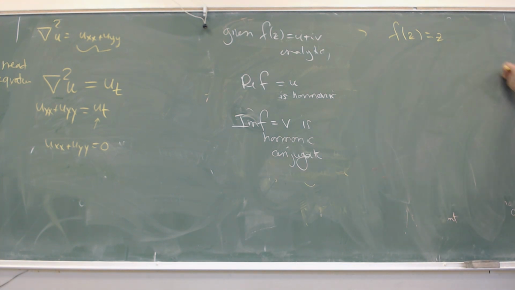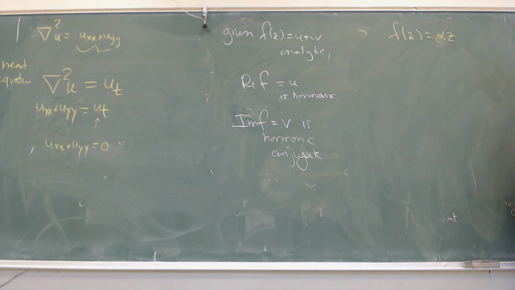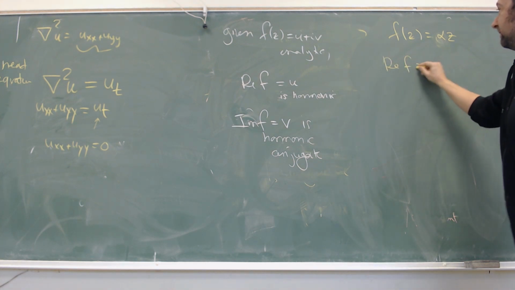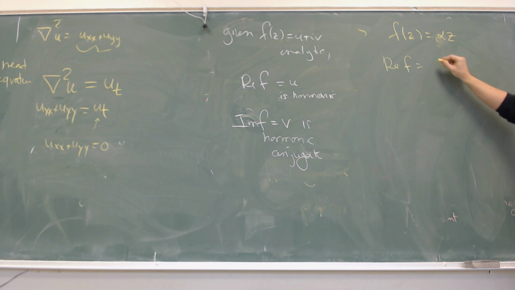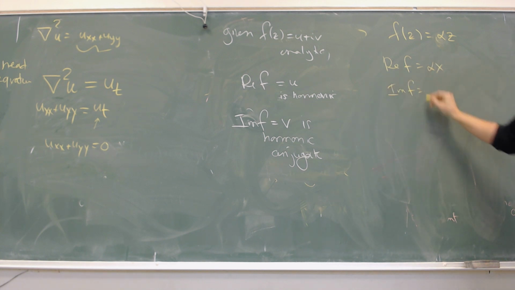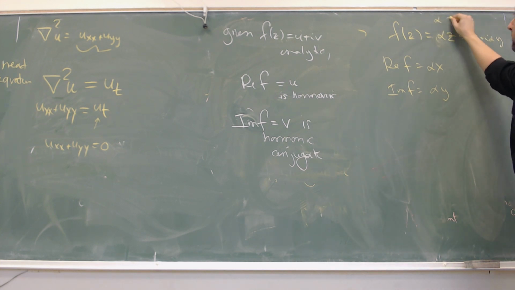Maybe we'll put an alpha in here. Maybe we'll put some velocity on it. That's like alpha z. Okay, what is the real part of F? Alpha x. And the imaginary part? Alpha y, because this function is alpha x plus i alpha y. Alpha is some real constant. Yep, alpha is real.